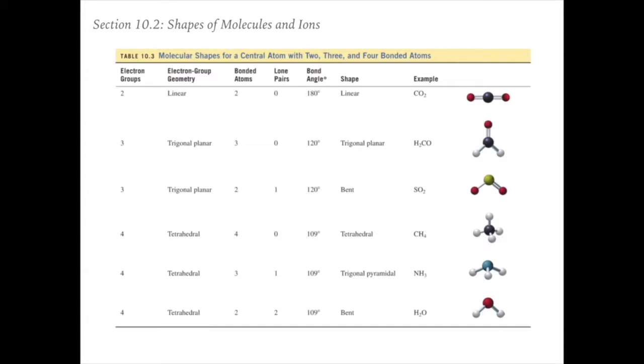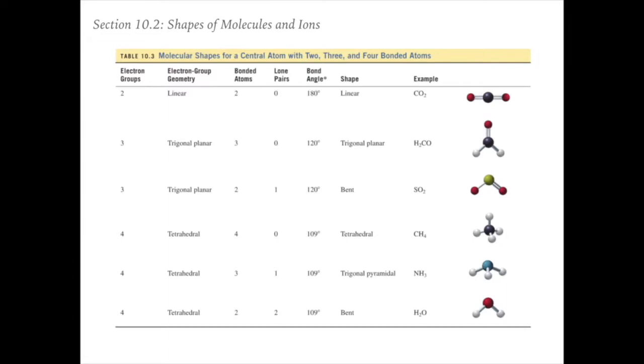If you have three electron groups, just three, then the electron group geometry is going to be trigonal planar. Now notice that the shape is also trigonal planar, which begs the question: when would the electron group geometry and the shape not be the same? Let's look at an example.